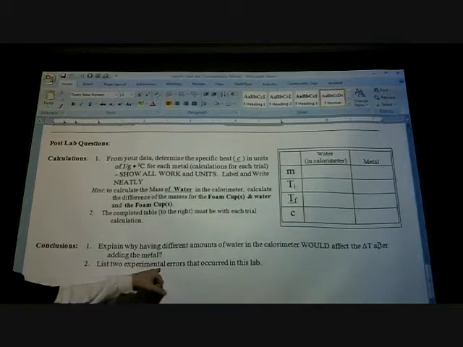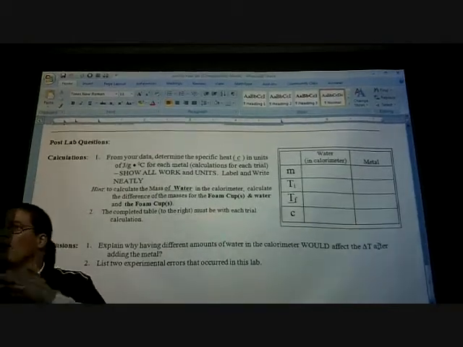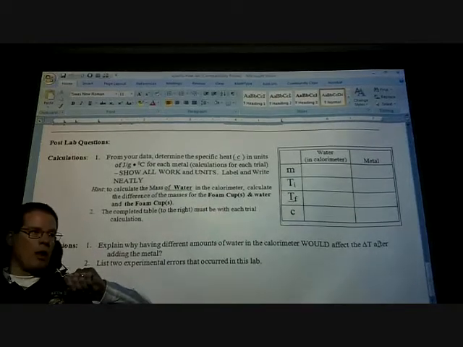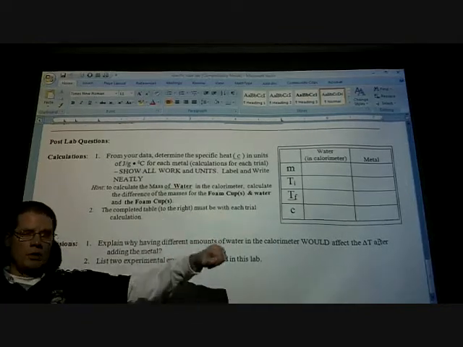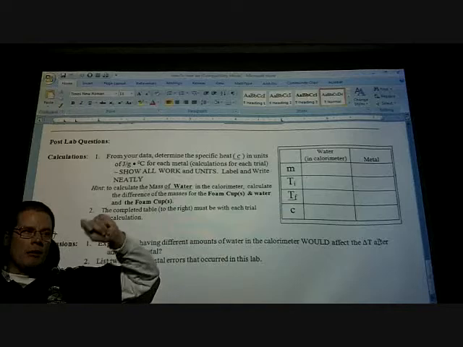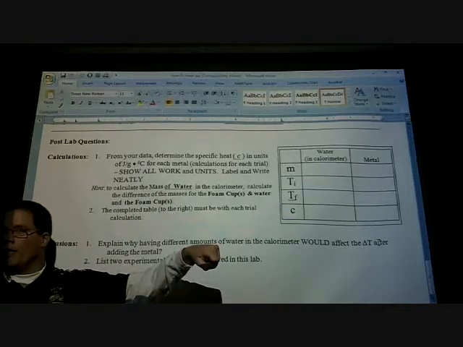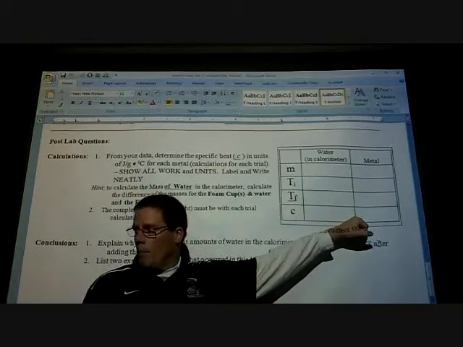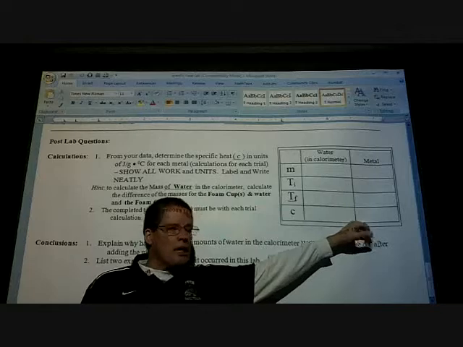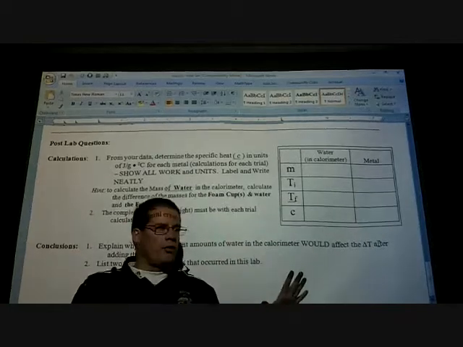Okay? And then list 2 experimental errors that occurred in the lab. The first one was the most obvious. I had everybody make this note on the observation. When you transferred the metal from the boiling water to the calorimeter, what did you observe? Steam. What does that mean? Losing what? Heat. Very good. So when you do your specific heat calculation for your metal, the heat won't all be there. That's okay. That's a source of error.